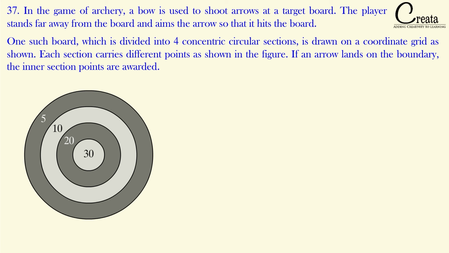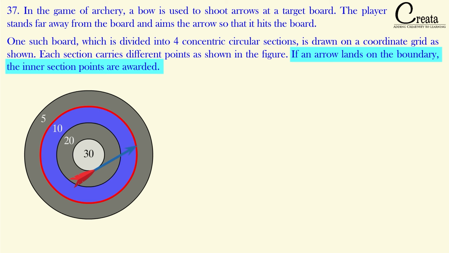Further, it is also given that if the arrow lands on the boundary, the inner section's points are awarded. For example, if the arrow lands on this boundary, then the player will get 30 points, the points of the inner zone. Similarly, if the arrow lands on this boundary, how many points will the player get? The player will get 10 points, the points of the inner zone of the boundary. Got it? This will be used in the question.